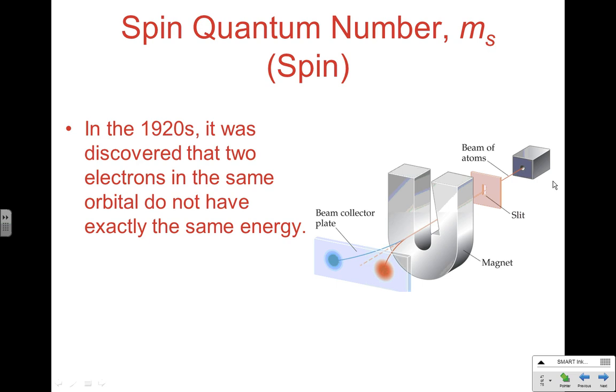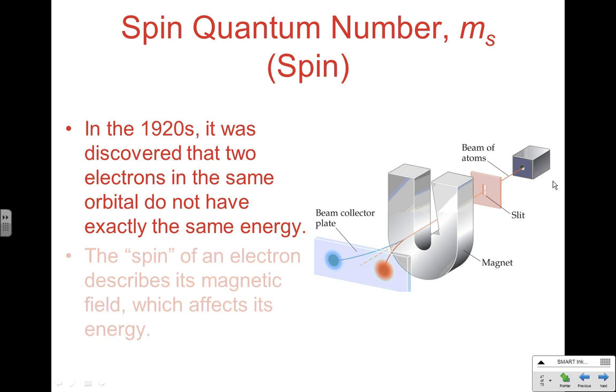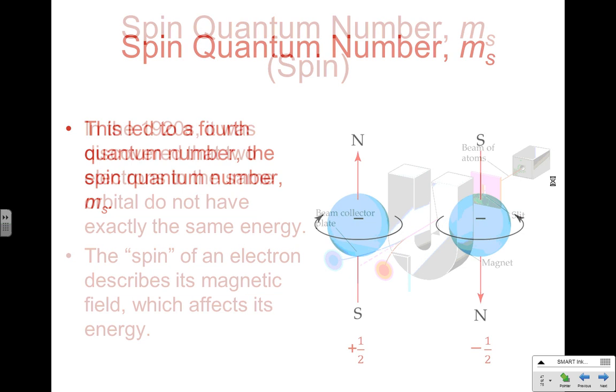In the 1920s, it was discovered that 2 electrons in the same orbital do not have exactly the same energy, which makes sense because when we put the second electron in there, they're going to repel. So that second electron should be higher in energy than that first electron in. But we really only have 2 positions, that lower energy, the first one in, and that higher energy, the second one in. And at that point, we can't fit any more electrons. Now, the spin of the electrons describes basically its magnetic field, which affects its energy. When we have opposite magnetic fields, they can attract. But if we have any other magnetic field, they're going to repel one or the other, and it's no longer going to stay in that same region of space.